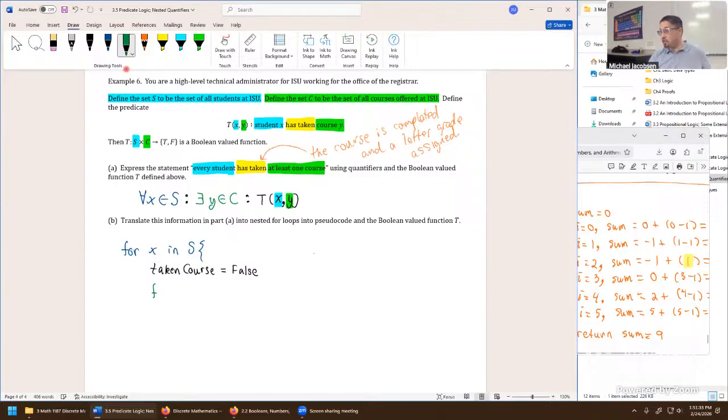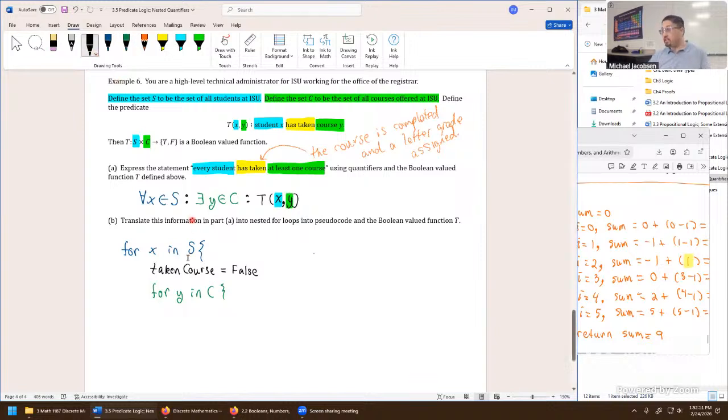Keeping the indentation, I'll go for Y in C, another curly brace, and we need to do a check. It's going to be a check on every single course, Y in a set of all courses. Here, let's see, does that come out as true? If it does, we need to do something, because this is a statement saying for all X in S, there is some course. Every student has taken some course.